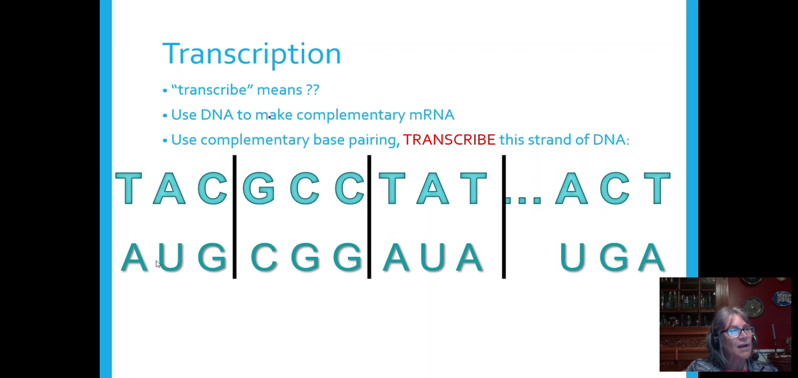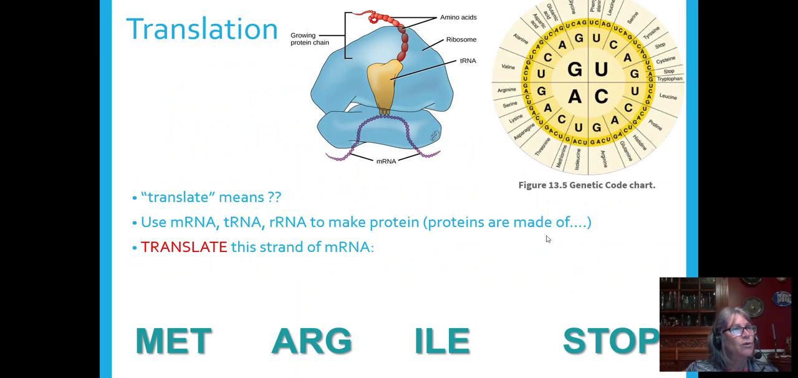And when I transcribe this, I get AUG, CGG, AUA, and so on, just to show this is going to be a really long strand. And my final codon is UGA. So now I have my codons, my triplets, 3 nitrogenous bases that I read together, and I use the codon table to translate these into a protein.